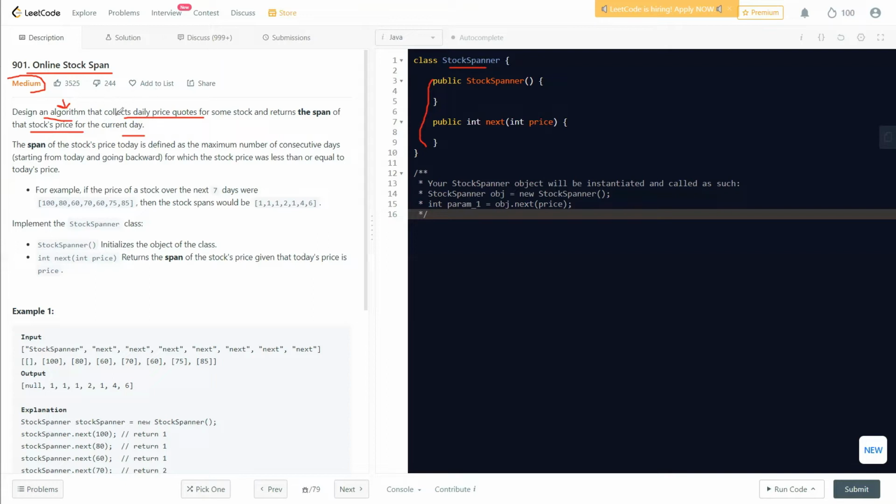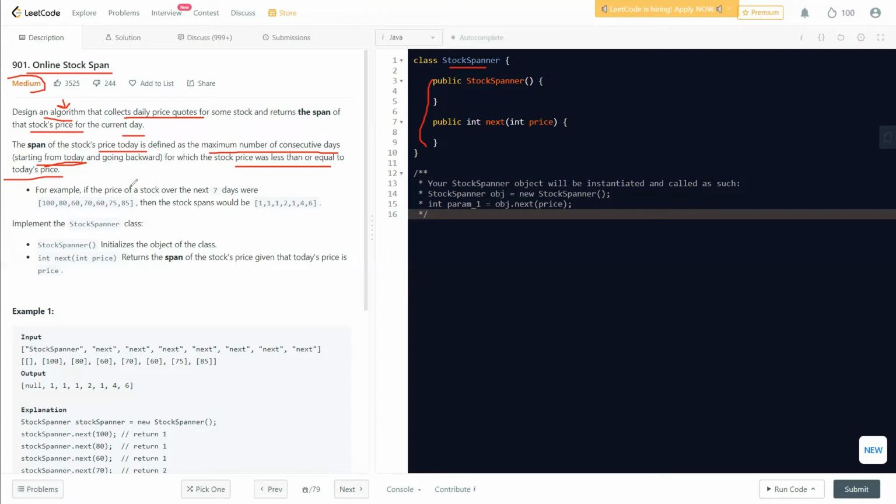So this algorithm should collect daily price quotes for some stock and then return the span of the stock price for the current day. And the span of the stock price today is defined as the maximum number of consecutive days starting from today. Remember, starting from today, then going backward, for which the stock price was less than or equal to today's price.